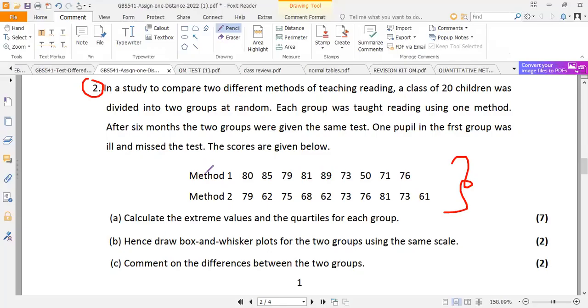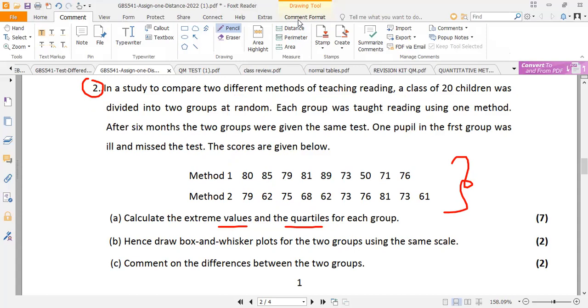At that note, I will need you to do this question. Not this time because it takes a lot of time. Question number 2, the BIDs. Your colleagues have already done it. The question: calculate the extreme values and the quartiles for each group. So the first thing you need to do, is there a question?